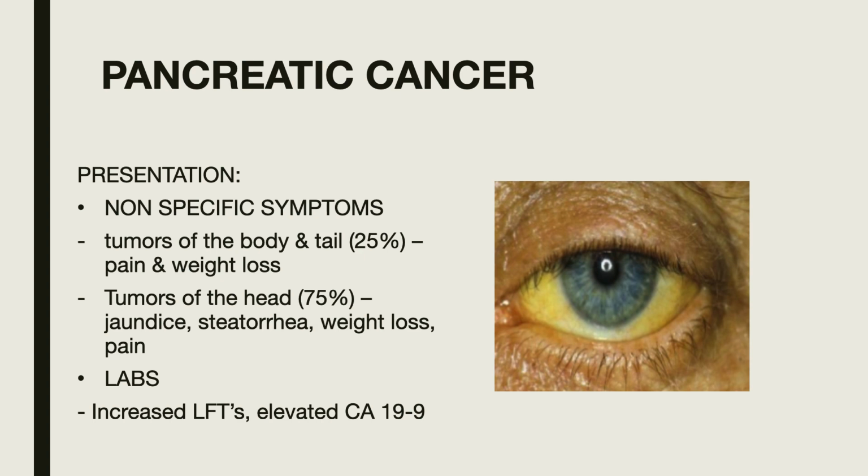For tumors of the body and tail, that is 25%, patients would have pain and weight loss. And for tumors of the head, that is 75%, patients would have jaundice, steatorrhea, weight loss, and pain. For the laboratory findings, you would see an increase in liver function tests and elevated CA 19-9. This is a tumor marker for pancreatic cancer.